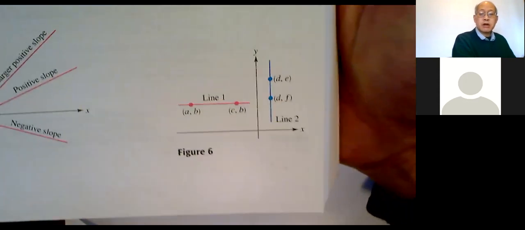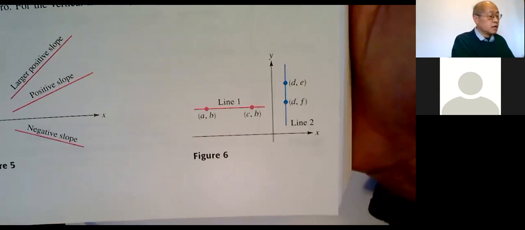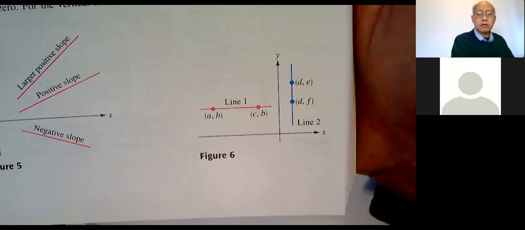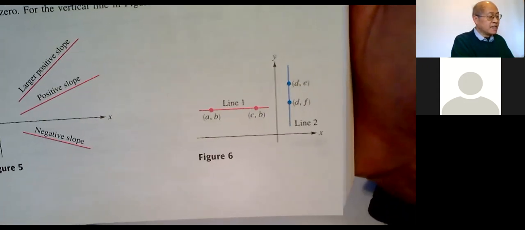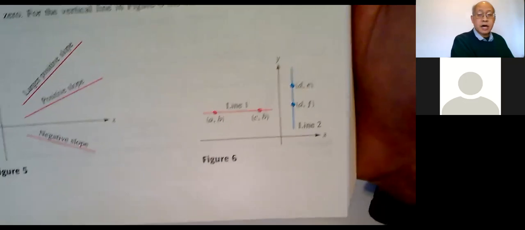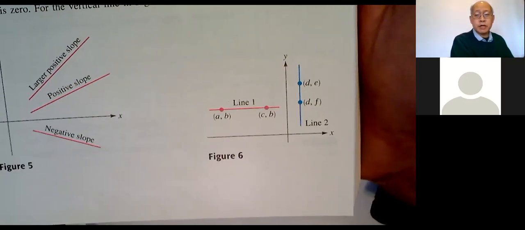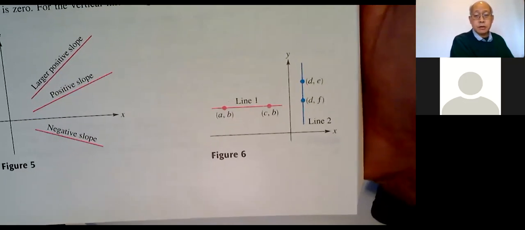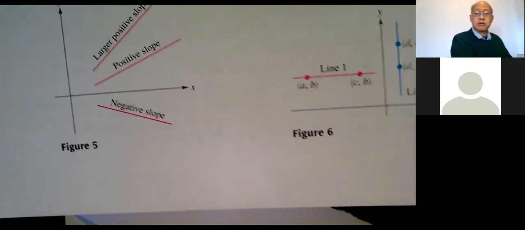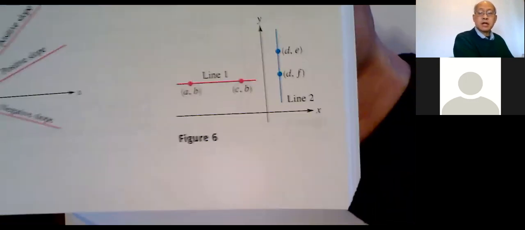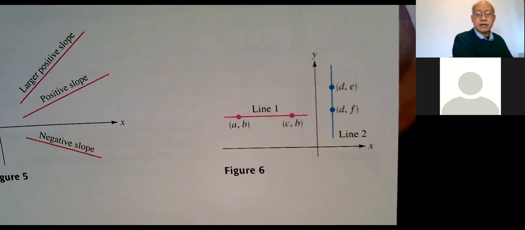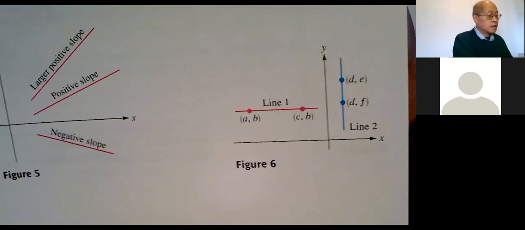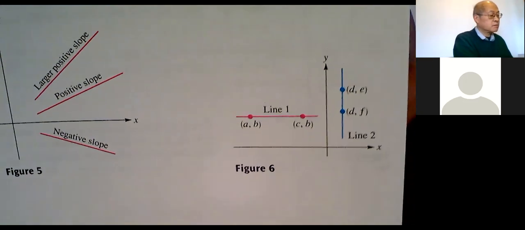Figure 6. You have a horizontal line, line 1, that has a slope of 0. Line 2 is a vertical line that has undefined slope. Undefined slope because when you try to use the formula, you end up dividing by 0. So line 1 again has a slope of 0. Line 2 we say is undefined. Sorry, I can't write it because I'm holding up the book. But I think you've heard this before. Undefined slope, line 2, in case you want to write that down.